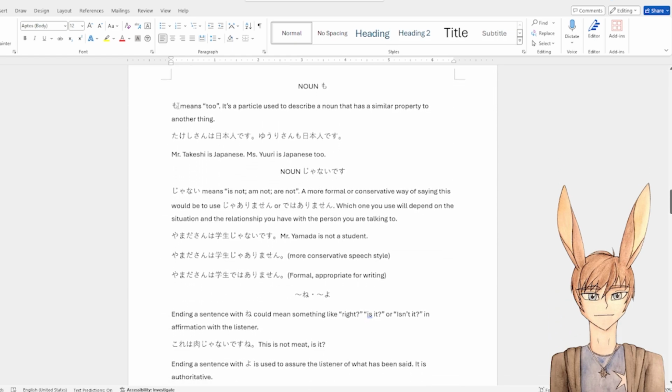Now here the particle mo means something like "too". It describes a noun that is similar to another thing. Here we have Takeshi-san wa Nihonjin desu. Yuri-san mo Nihonjin desu. So Takeshi and Yuri are both Japanese. And this sentence is describing that to the listener.